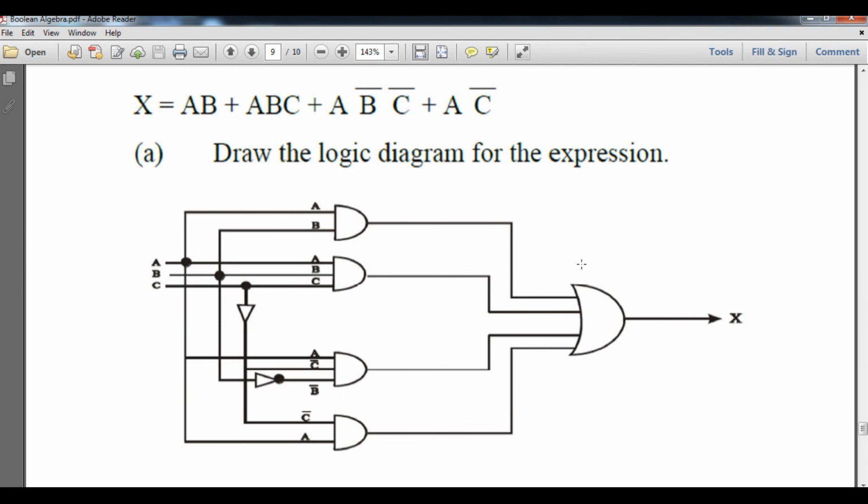I hope, students, you have understood how to draw the diagram for a Boolean expression and vice versa.